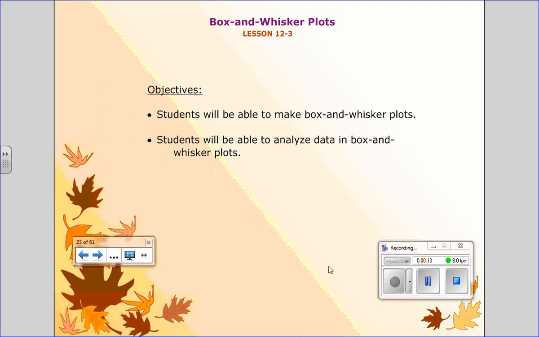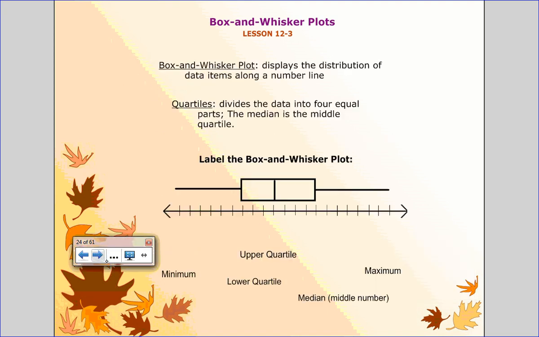Alright, so our objectives: you're going to be able to make Box-and-Whisker Plots, but you're also going to be able to analyze already made Box-and-Whisker Plots. So we'll go ahead and get started.